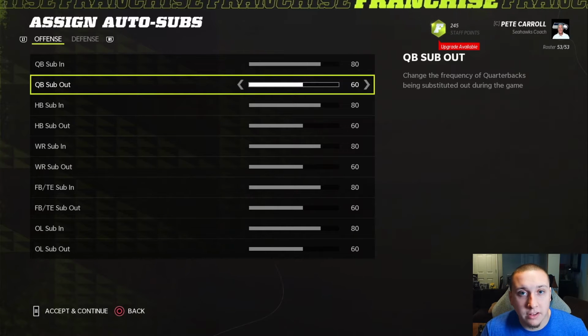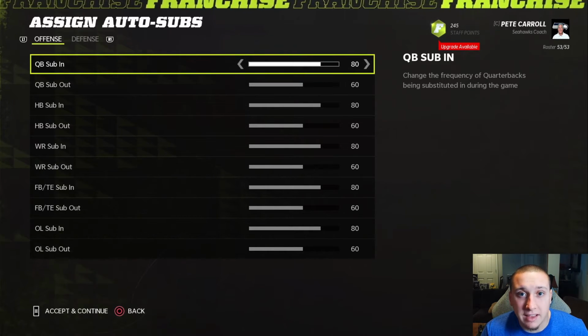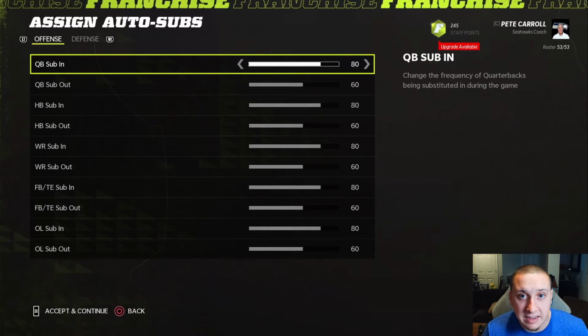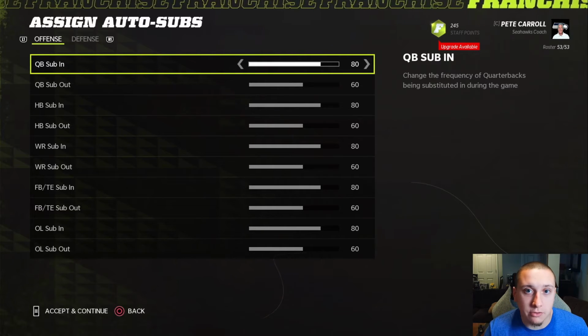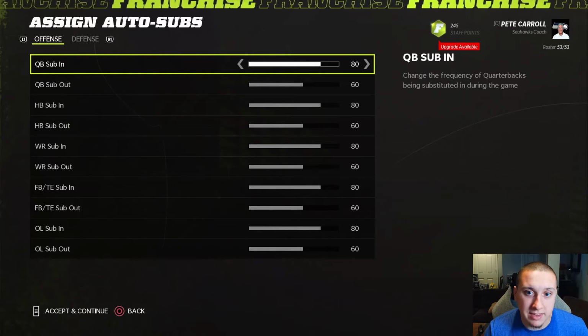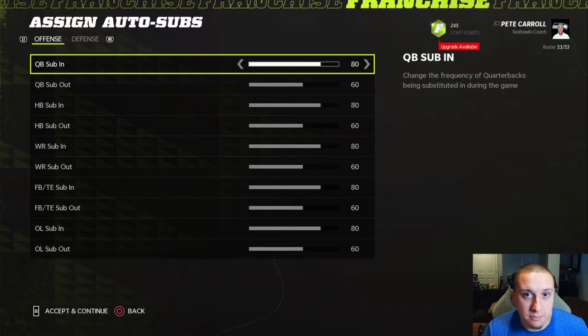So the description of these sliders is leading us to believe that this is a frequency slider, meaning a value of 99 would be the most frequent amount of subbing in or subbing out, and taking it all the way down to 1 would be a frequency of almost never subbing in or out of the game.